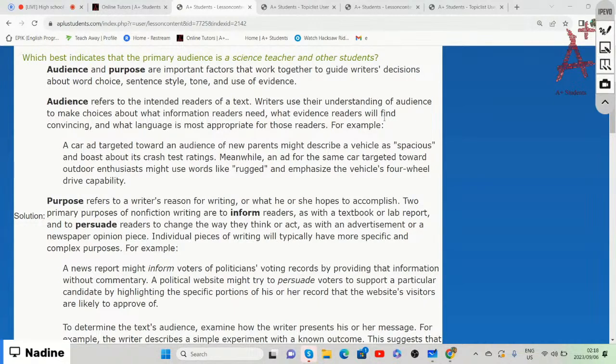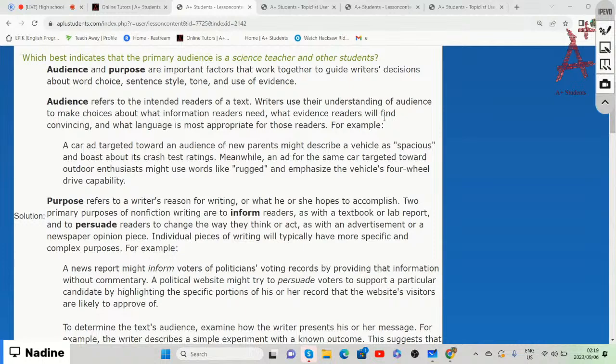And when it comes to purpose, right? Purpose has two primary purposes of nonfiction writing. It is either to inform readers or to persuade readers to change the way they think or act. It is to inform readers, right? Or to persuade readers to change the way they think or act.